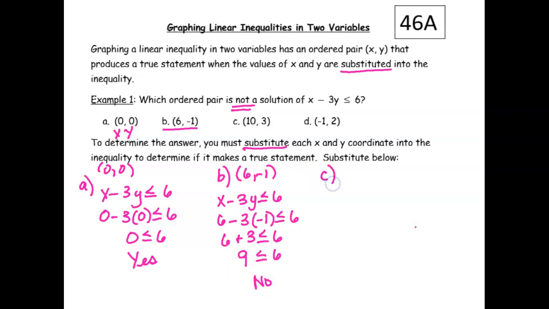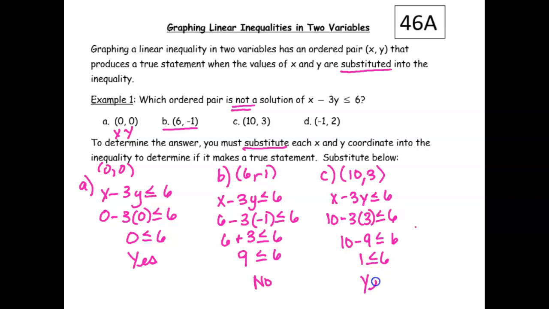All right, if we did C, we would look at the point (10, 3) and substitute it in. So it's, again, x minus 3y less than or equal to 6. So we would have 10 minus 3 times our y, which is 3, less than or equal to 6. 10 minus 9 would be 1, less than or equal to 6. That one would be a yes.